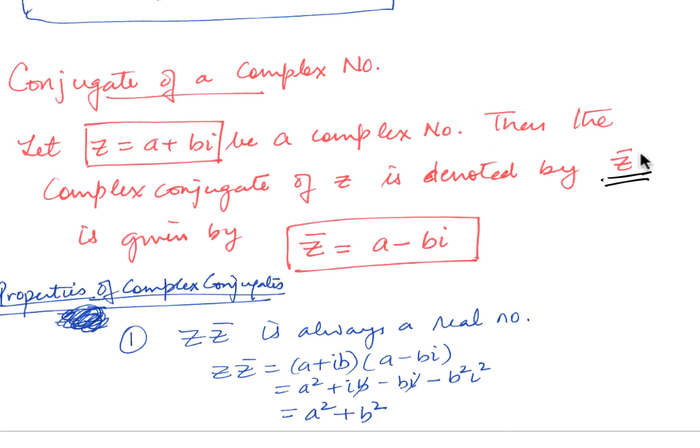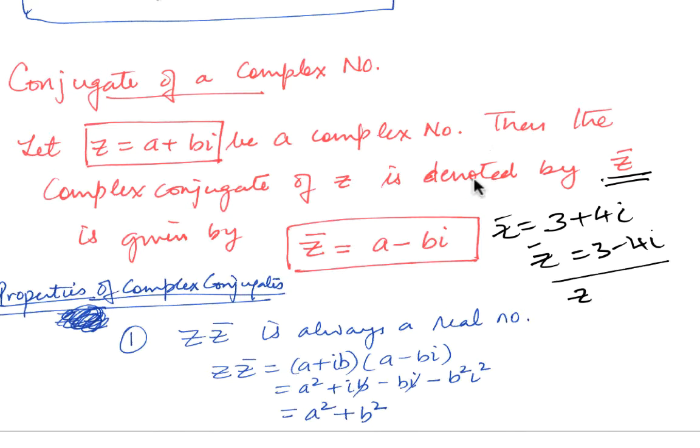So suppose my complex number was 3 plus 4i. Its complex conjugate z bar would be 3 minus 4i. On the other hand, if I had a complex number z1 equals 4 minus 3i, then z1 bar, the complex conjugate, would be 4 plus 3i.